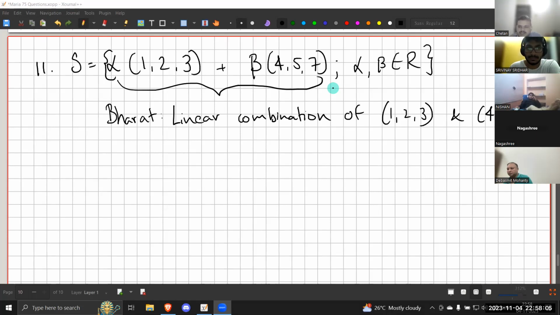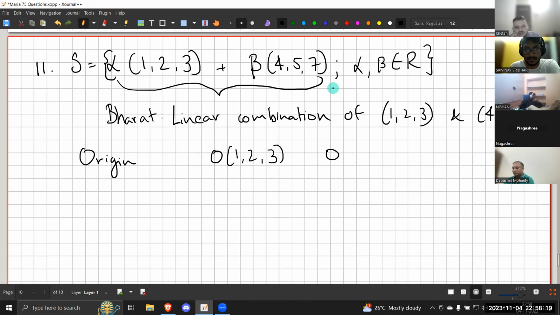That works as well. It satisfies all the three conditions. Okay, does it now? Let's see. Does it have the origin in itself? If we put alpha as 0 and beta as 0, what are we going to get? Alpha times (1, 2, 3) gives 0, plus beta times (4, 5, 7) gives 0. It gives me (0, 0, 0). Oh, interesting. It does have the origin.